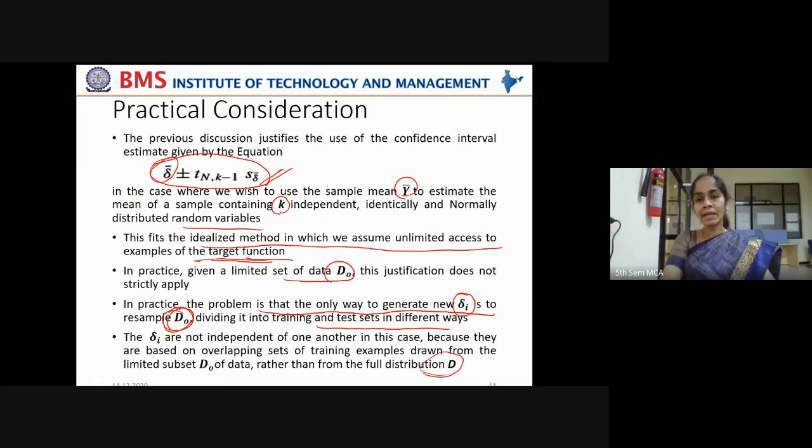So from the entire data set, we are not taking the training set and test set directly. First, we are taking a sample from the entire data set, and that sample we are dividing into training set and test set. That is why delta I is not independent of one another. The training set and test set may be overlapping because we have a very limited number of data points. We have just drawn a sample, not using the entire data set. In that case, delta I may not be independent of one another. They may have influence on each other. The error of one iteration may influence the error in the other iteration.